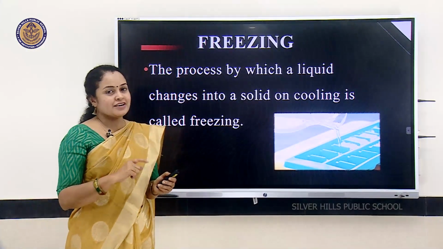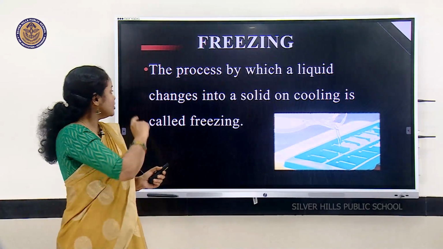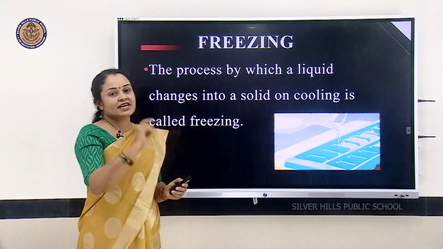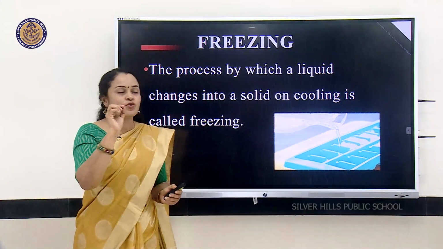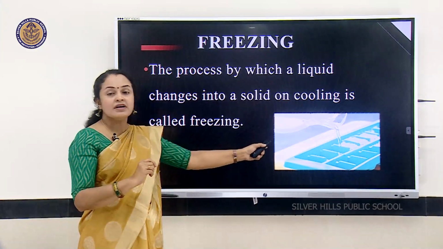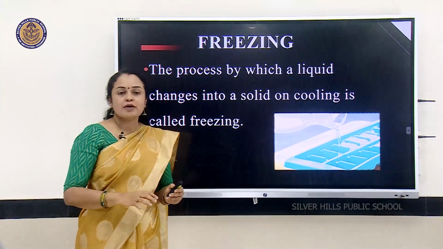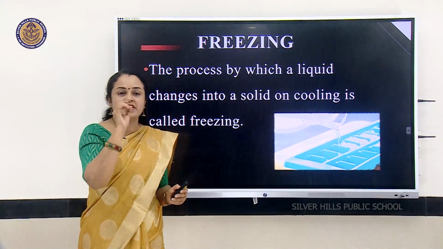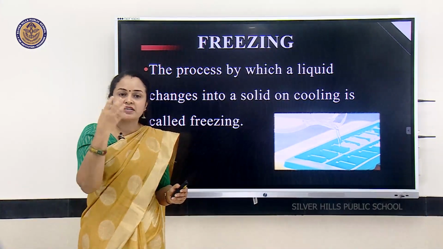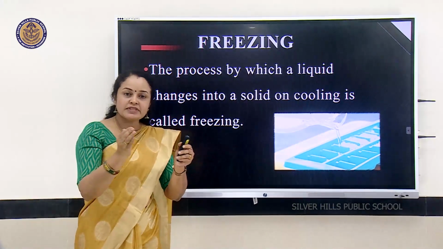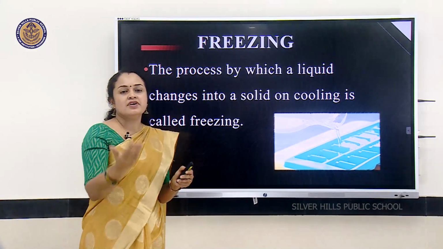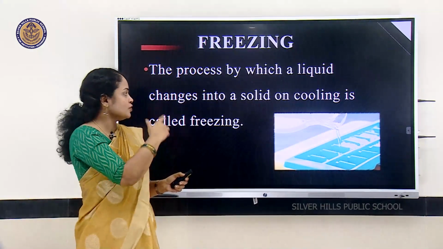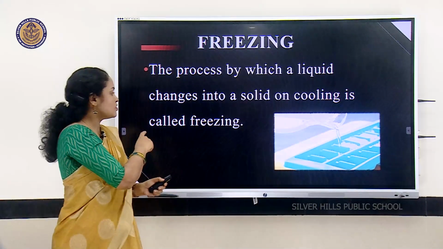Just opposite of melting, what is happening in the case of freezing? The process by which a liquid changes into solid on cooling, that is the main thing, on cooling, is known as freezing. When you keep water in the tray in the freezer, it gets converted into ice. Why? Because there is less energy. Since it is very cold inside the freezer, the particles lose energy and become tightly packed, and then they get converted into a solid. So the process by which a liquid changes into a solid on cooling is called freezing.